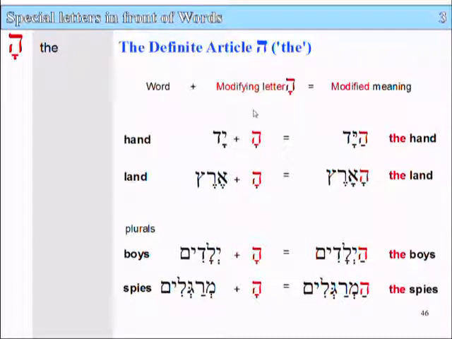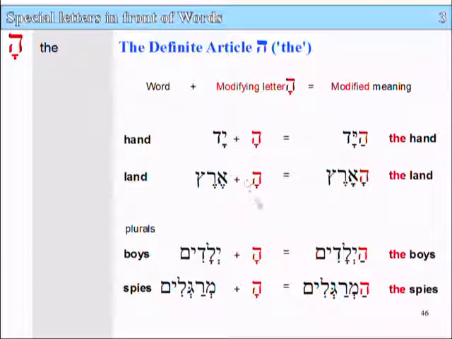So here we have the letter Hey being added to these words, both singular and plurals, and it changes the word from indefinite to definite. Definite just means it's the something or other, as opposed to a something or other that's indefinite. So Hey just means the.